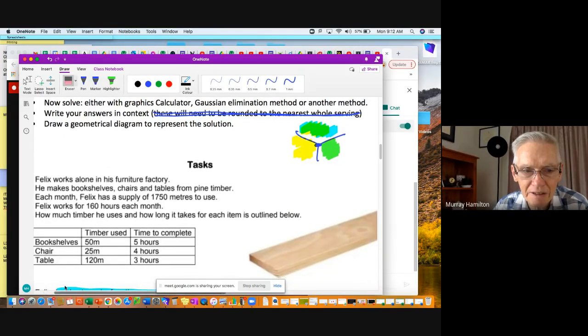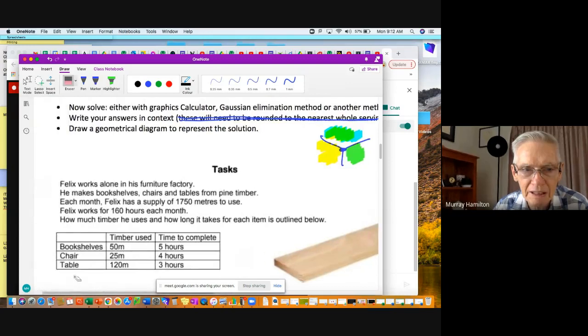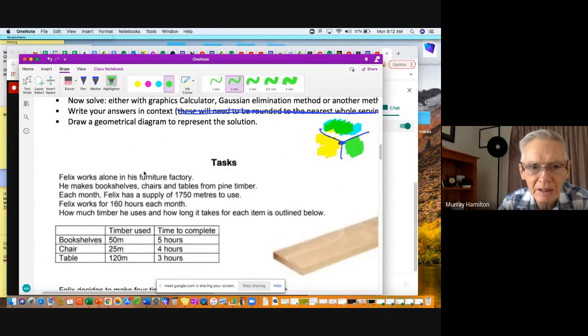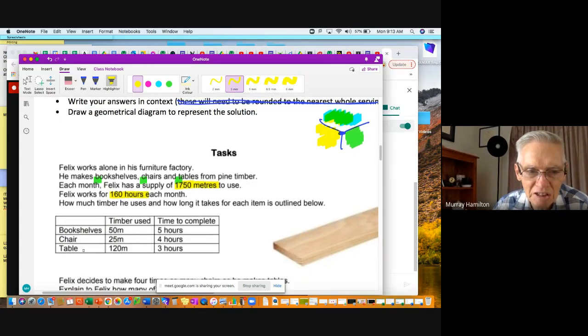And we've got here Felix. Felix works in a furniture factory. He works by himself. He makes bookshelves and chairs and tables. He has a supply of 1,750 meters. So that's a total. He works 160 hours each month. That's a total. So I've only got 2 totals at the moment. Well, let's go and do that anyway. I'm going to let B equal bookshelves, C is chairs, T for tables.